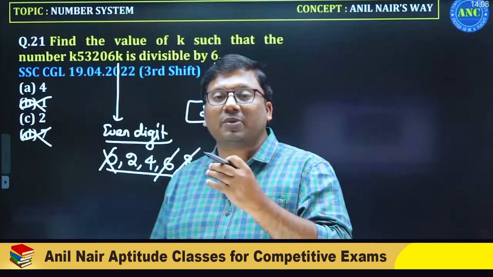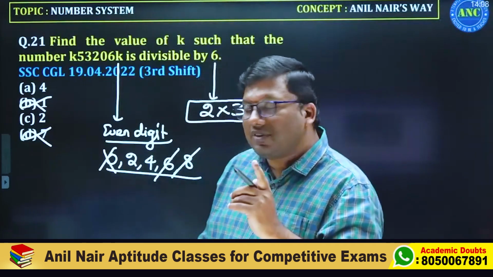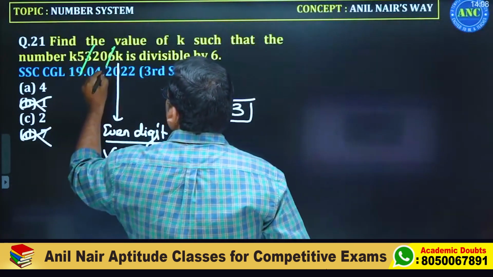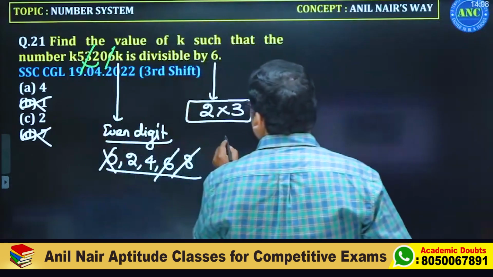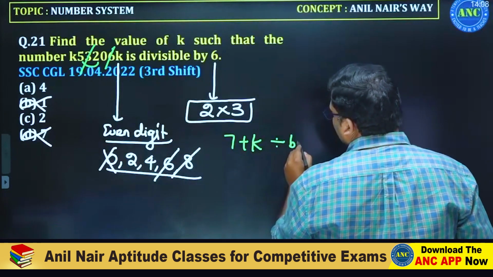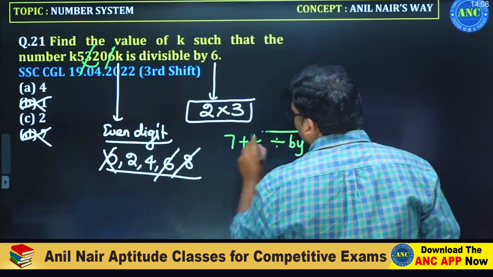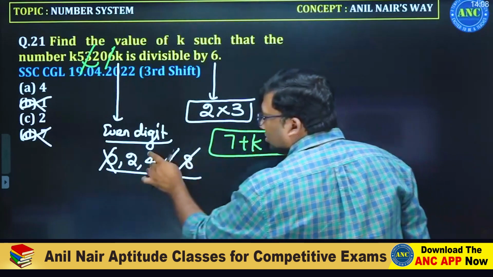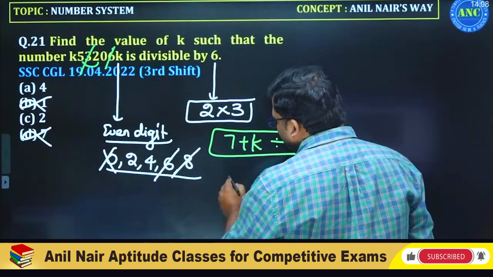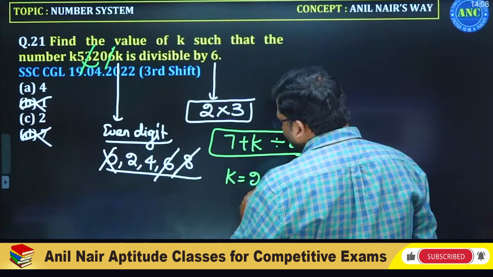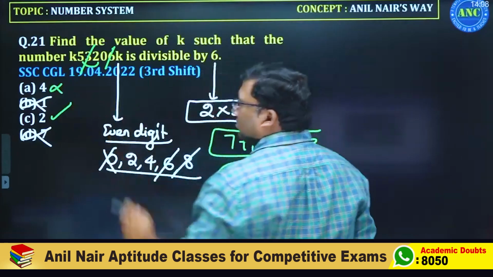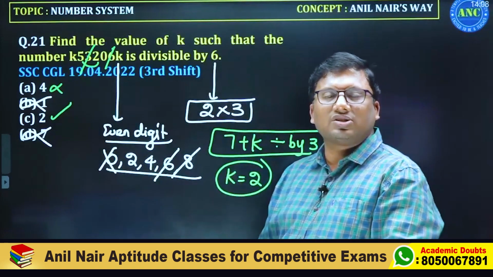For a number to be divisible by 3, the sum of the digits should be divisible by 3. That means 5 plus 2, 7. 7 plus K should be divisible by 3. 7 plus 2 is 9. 7 plus 4 is 11. That means K is 2, 7 plus 2 is 9. 9 will be divisible by 3. Very good conceptual question.